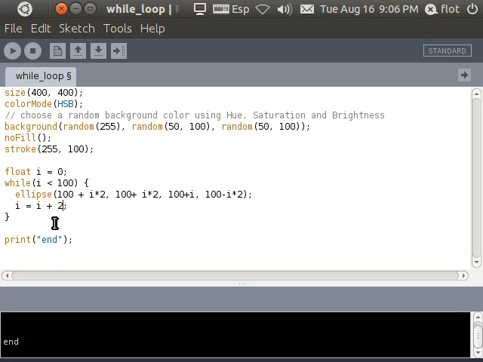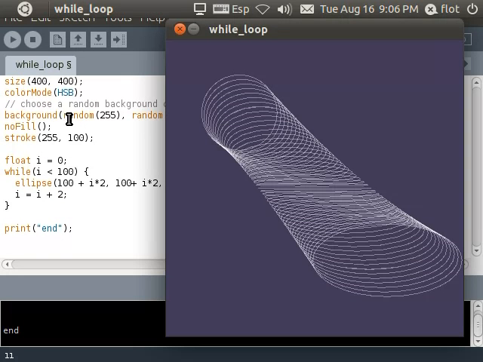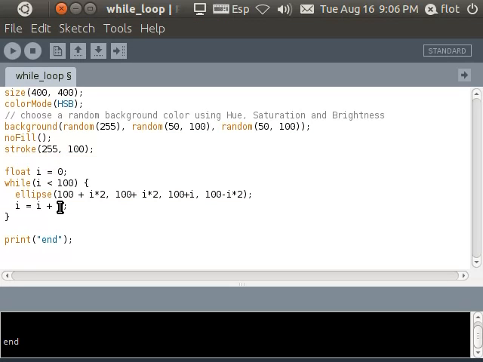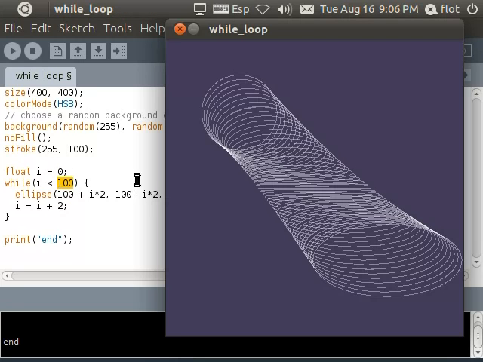If I increase it by 2, then I will reach the end quicker. And by quicker, I mean the steps are bigger. So I start at 0, and then 2, 4, 6. So I will reach 100 faster. So you see there's less lines.